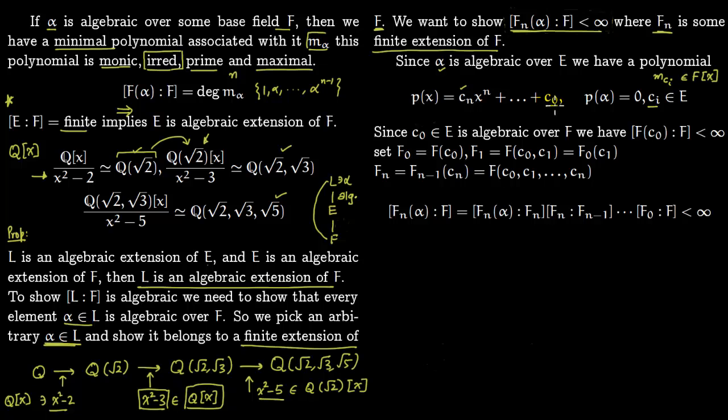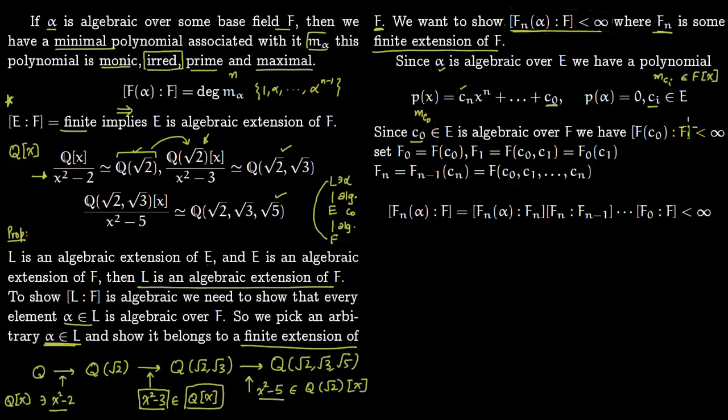So you start with this coefficient C0. C0 is in E, and E is algebraic over F. So you have F(C0) over F is finite. Basically you say C0 is algebraic over F. So there is a minimal polynomial associated with it, which is MC0, and the degree of this extension is the degree of this polynomial, which is finite.